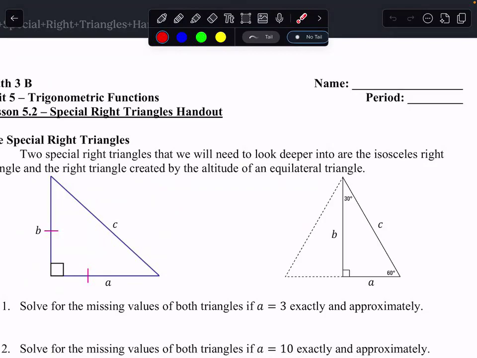Sorry, one second. Sorry, it's not connecting. Hold on.